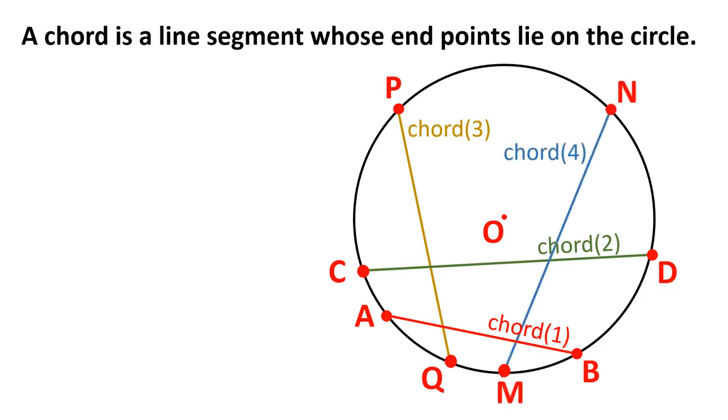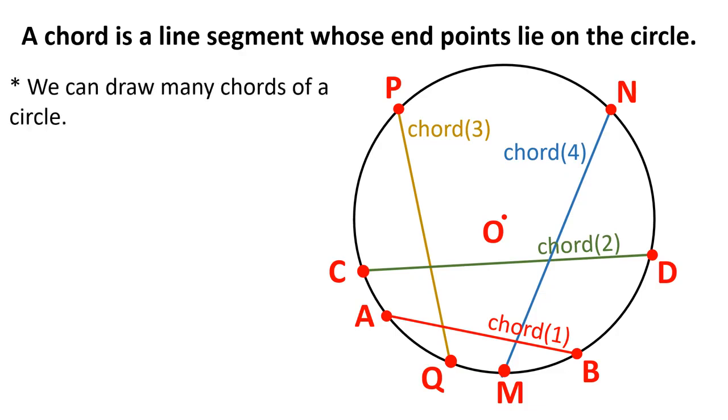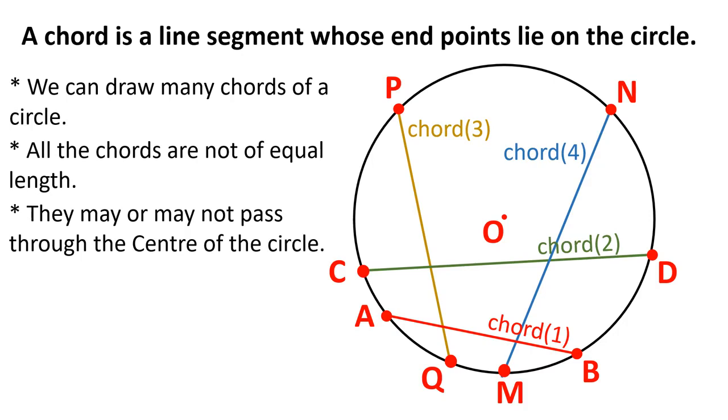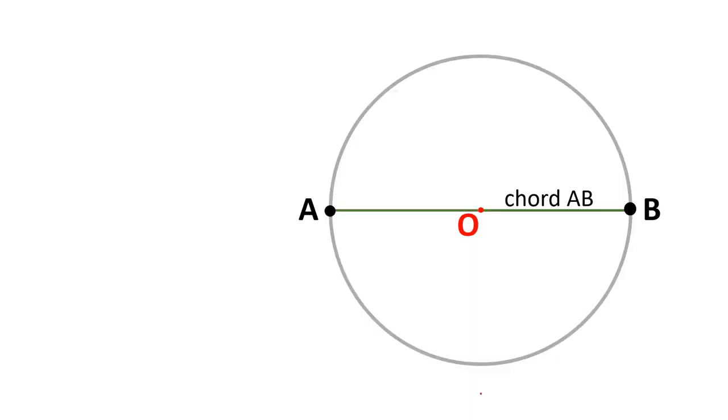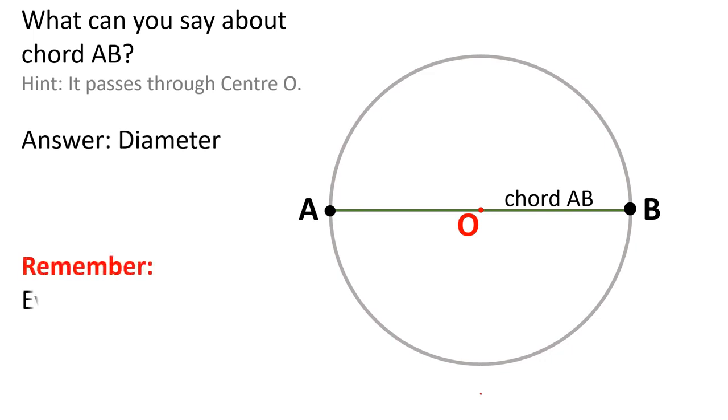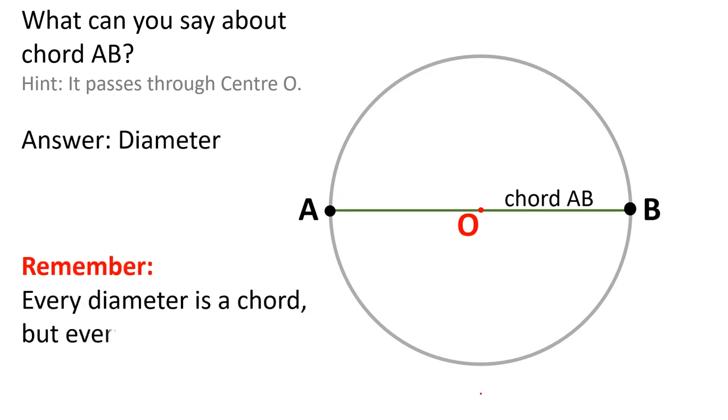So what do you observe? We can draw many chords of a circle. All the chords are not of equal length and they may or may not pass through the center of the circle. Look at the figure carefully. What can you say about chord AB? Hint, it passes through center O. Yes, it is a diameter. Remember, every diameter is a chord, but every chord is not a diameter.